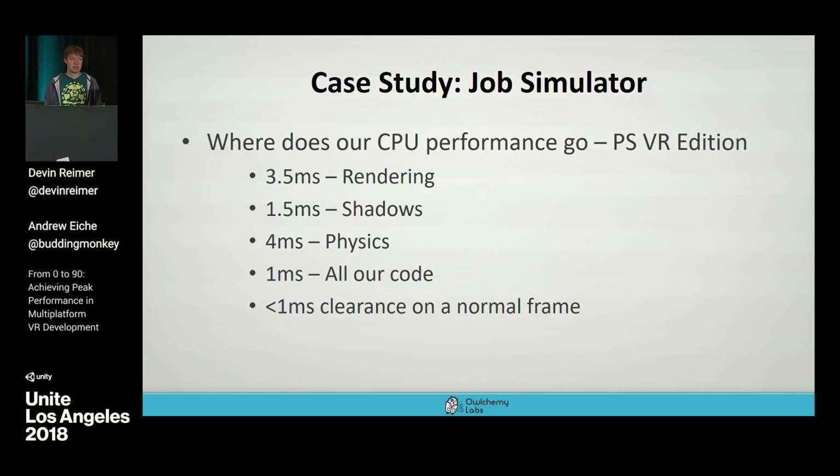About 3.5 milliseconds goes to rendering, a millisecond and a half goes to shadows, 4 milliseconds goes to physics, about 1 millisecond or less is all of our code in the game, and then we have a little less than a millisecond of clearance on every frame to deal with those performance bubbles that come into play. It's definitely a challenge because it means, for the most part, every piece of code that we write in the game needs to operate in less than a millisecond combined, which is a pretty big challenge, but it means that we have to think all the time about what we're doing, and we care very much about what happens every frame.